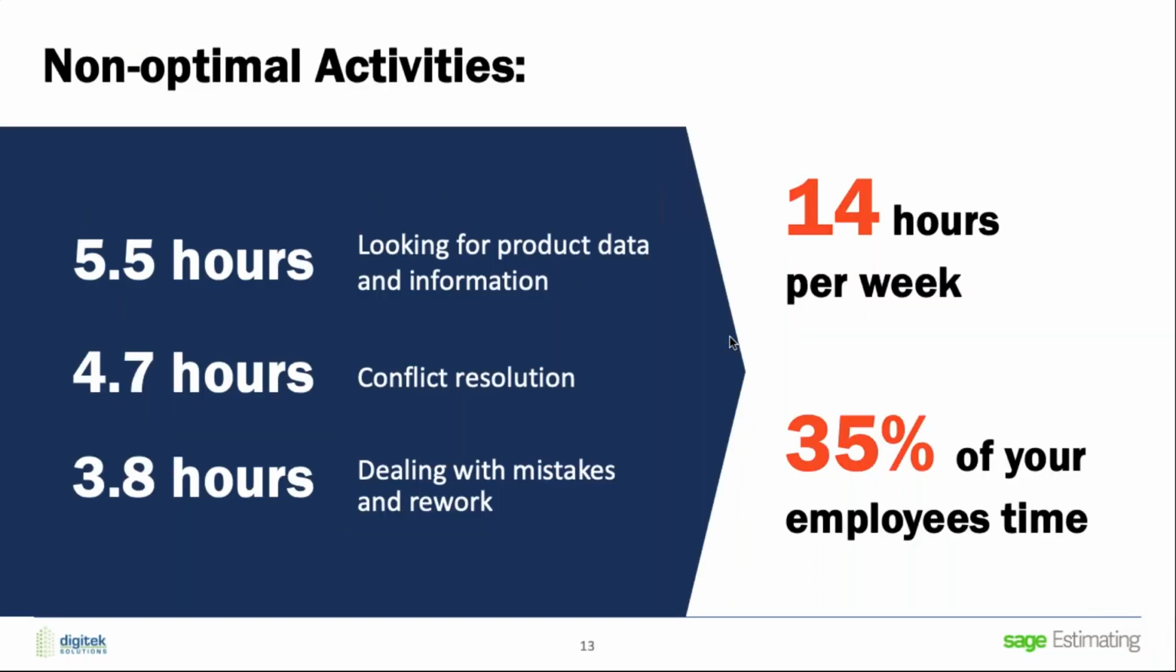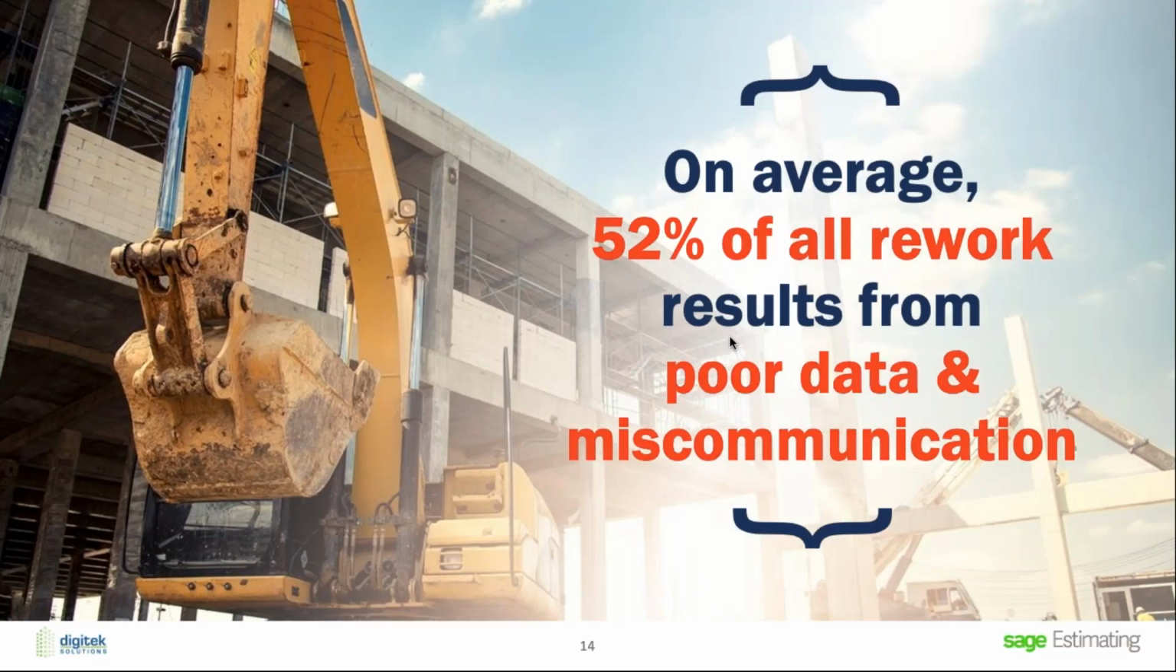We're spending 5.5 hours looking for product data and information. We're spending almost 5 hours dealing with conflicts on the job site. And we're spending almost 4 hours a week, this is per individual, dealing with mistakes and rework, okay? And that's costing us a little bit more than 35% of our employees' time. And on average, 52% of all the rework results from poor data and miscommunication.